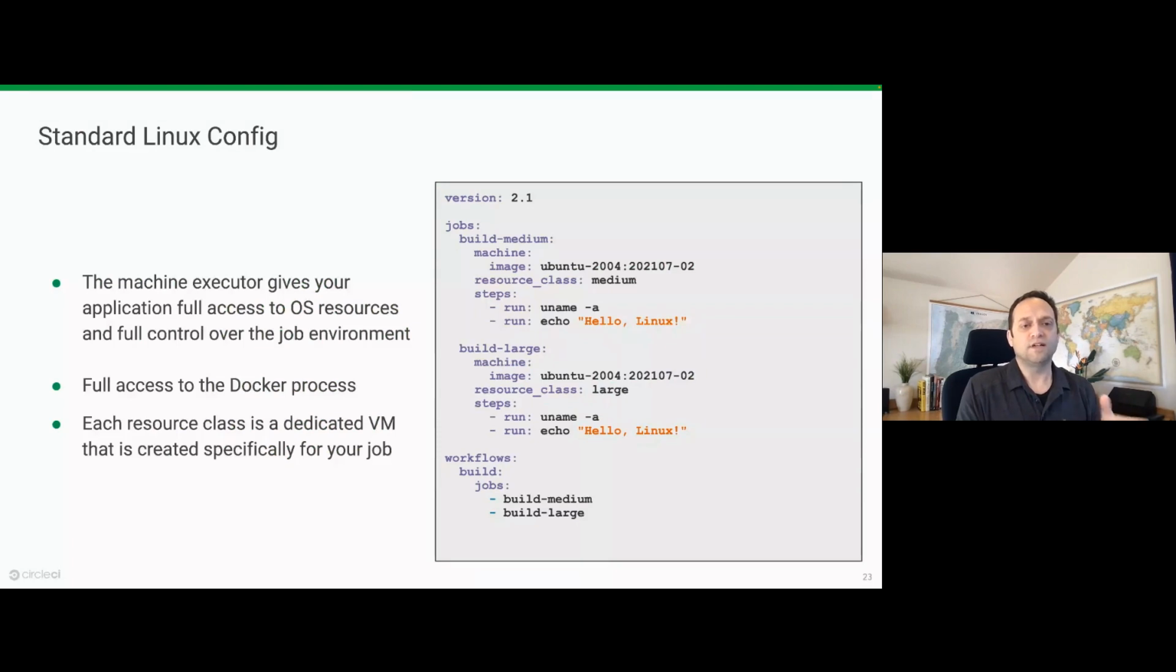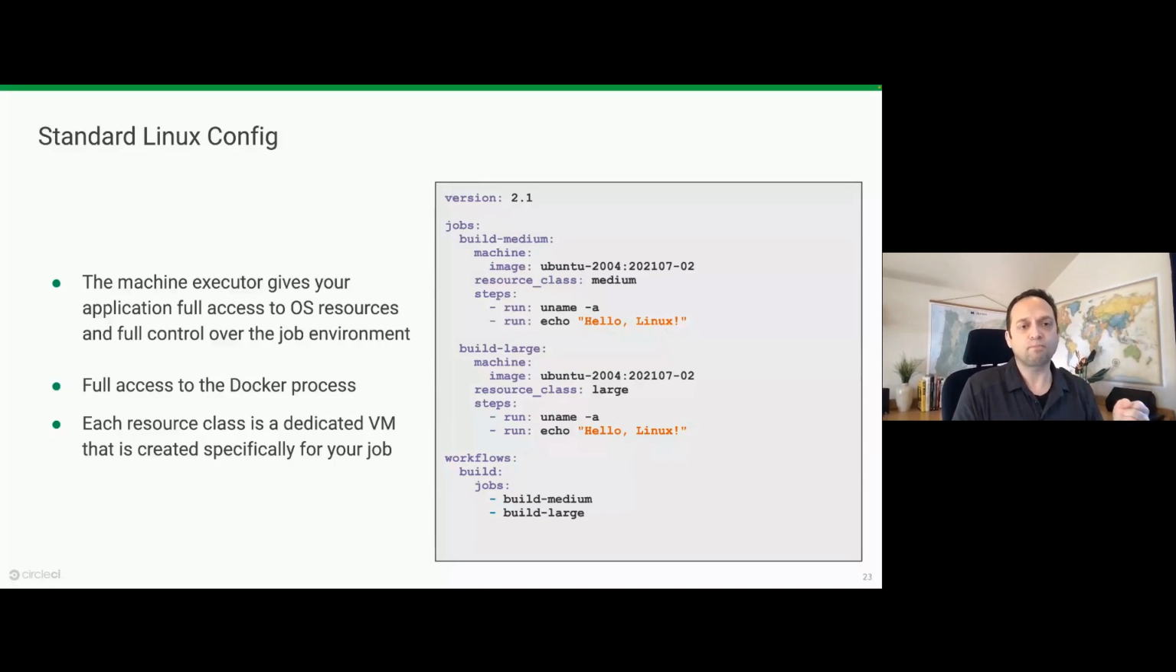So this is a very simple configuration. It's actually a fully valid configuration file. You can see on the top there we have jobs, and underneath jobs we have build medium and build large. And then at the very bottom, call your attention to the workflow. So we have one workflow, it's called build, and that workflow calls 2 different jobs: build medium, build large.